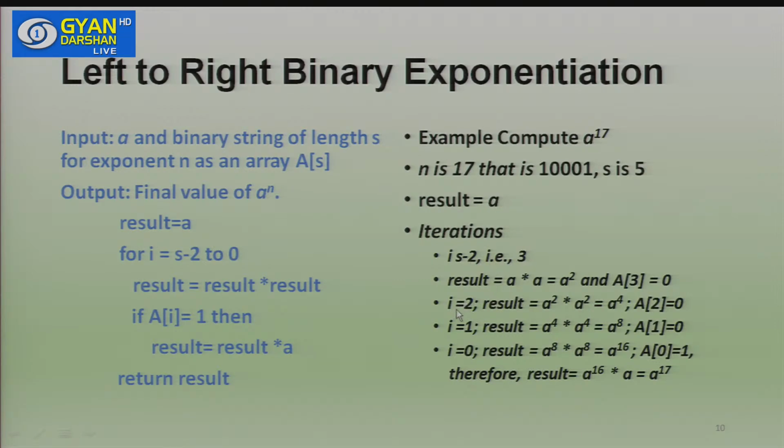Then for the value from S minus 2 which was 3, now we are going to the value of I as 2, and then once again we multiply A square with A square, which is already obtained. We obtain A4, A2 is 0, nothing to be done. Then A4 and A4 is multiplied, A1 is still 0, and nothing has to be done. And finally, when I equals 0, the result equals A8 into A8, and that is A16, and as per the algorithm, result into A. So we multiply it by A, and we get the value A17. So this is how we are going to compute the right to left.